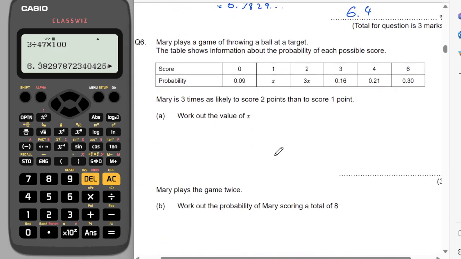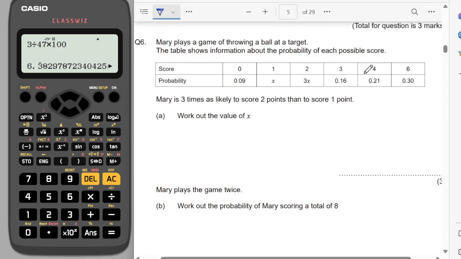Okay, question 6. Mary's playing a game of throwing a ball at a target. The table shows information about the probability of each of the possible outcomes. Mary is 3 times as likely to score 2 points as to score 1 point. So that's already shown. x and 3x. Find the value of x.